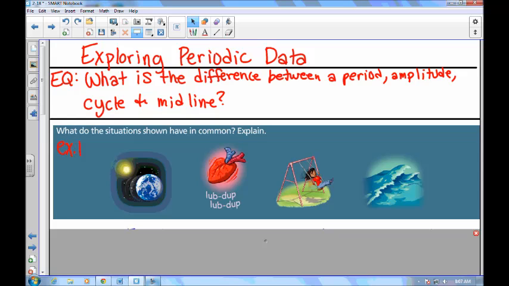So the question is, what do the situations shown have in common? We're not going to answer them out loud to me right now. I'd like you to turn to your neighbor and discuss some ideas of what these 4 pictures all have in common. Okay, turn to your neighbor and discuss.